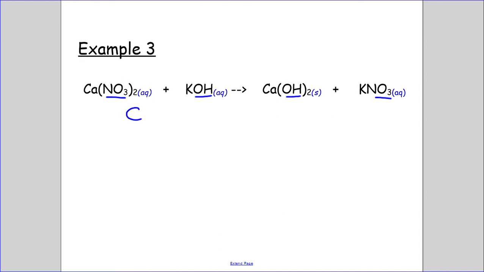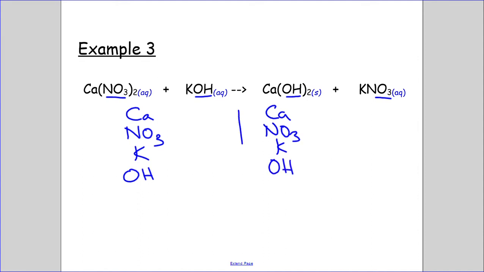So I'm going to start off and write my calcium, and then I've got NO3, and then I have a K, and then an OH. And the same thing on the other side. Calcium, NO3, K, and OH. I'm going to encourage you to pause the video here and just try this out. See if you can get it to balance, and come back when you're ready to go over the answer.